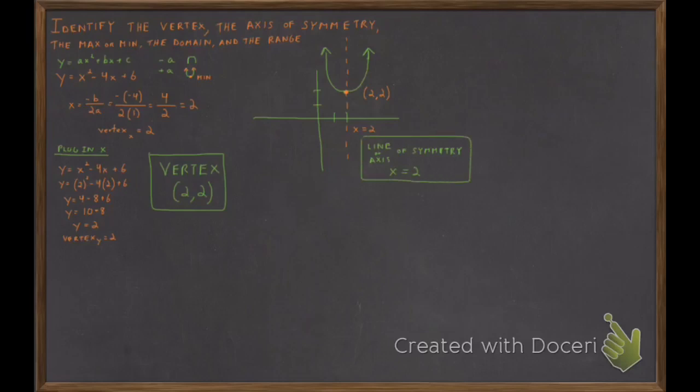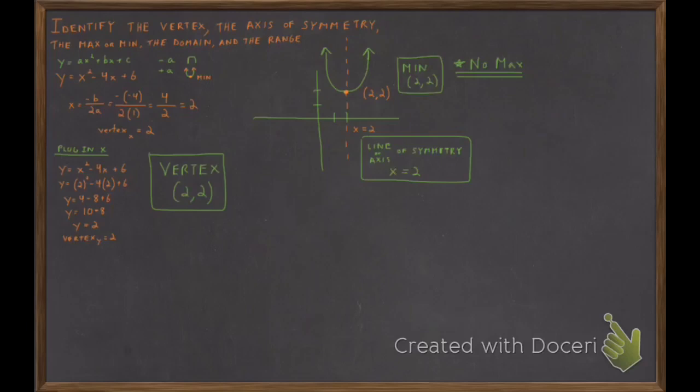Okay. Now, like we said, we have a min. We have a min because we have a U. There is no maximum. The lines go on forever, but there is a minimum point. So we can say that our min is at (2, 2), which is our vertex. And we'll box that in. We'll also say no max. We'll put a star, and we'll say no max, and we'll underline it.